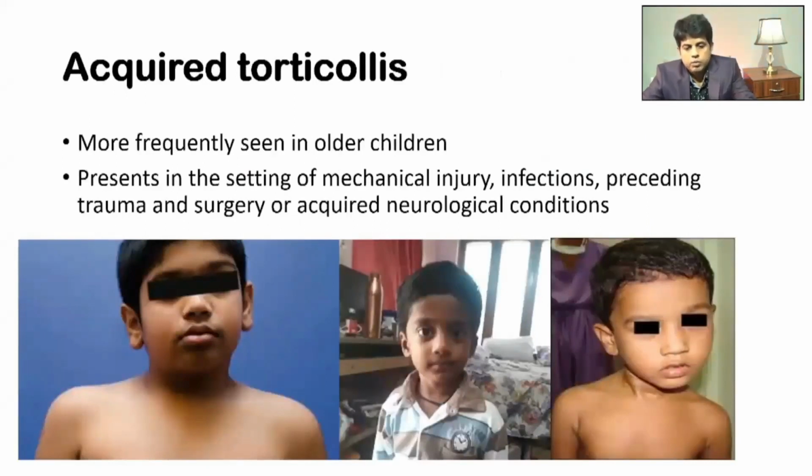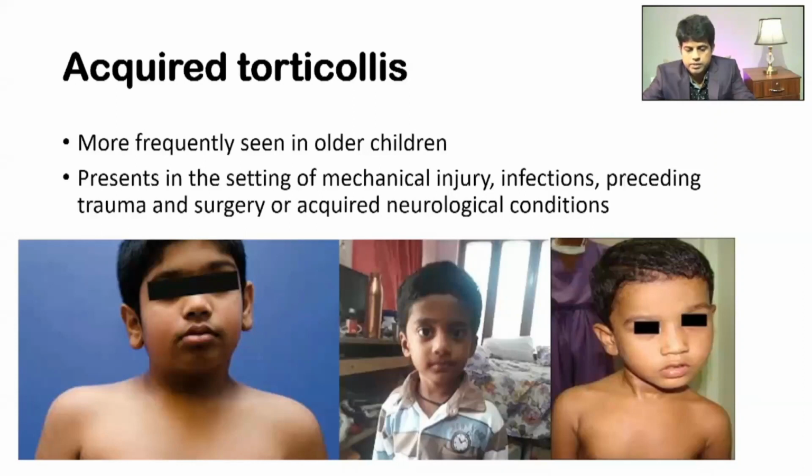Let's then look at acquired torticollis. Acquired torticollis happens in a child who is otherwise well, and it is most frequently seen in older children. And it can occur secondary to multiple causes like mechanical injury to the neck and infections of the head and neck, and preceding history of trauma or surgery, or certain acquired neurological conditions.